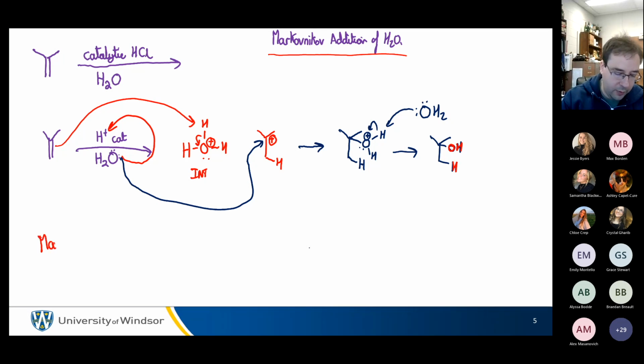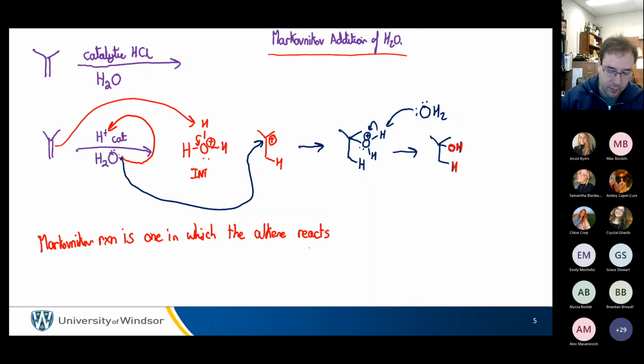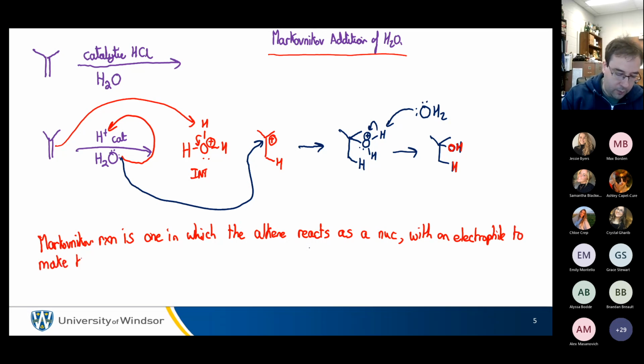So a Markovnikov addition reaction is one in which the alkene reacts with an electrophile, or as a nucleophile, to make the more stable carbocation.